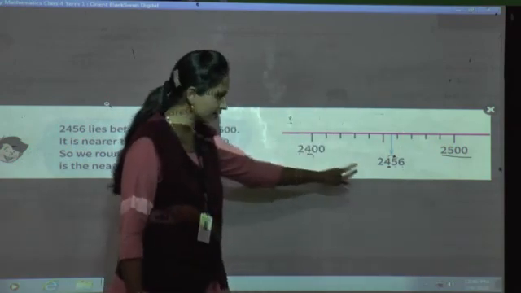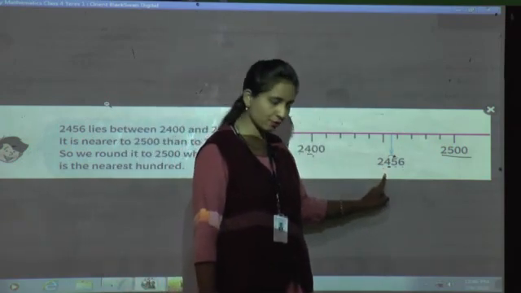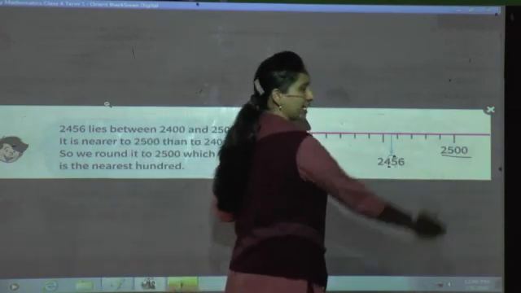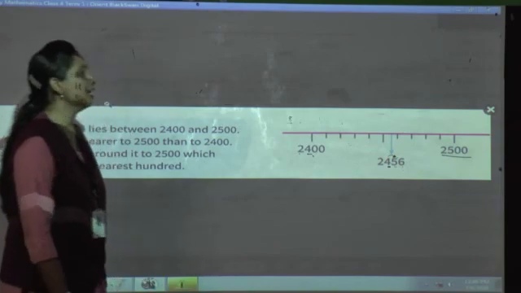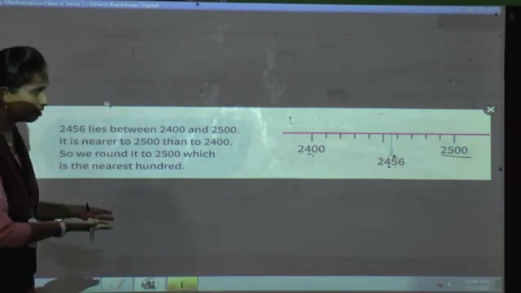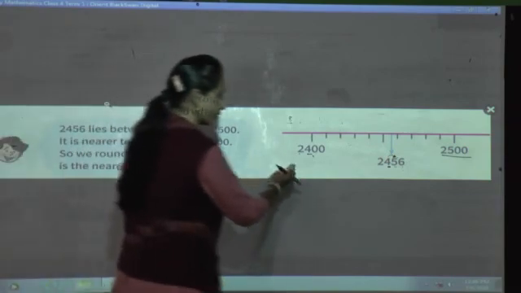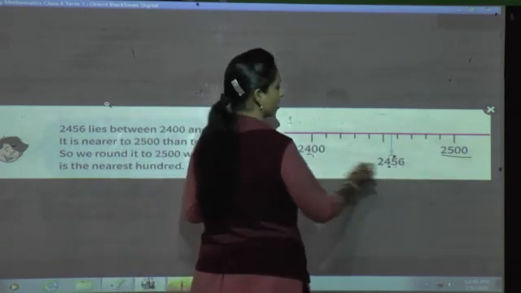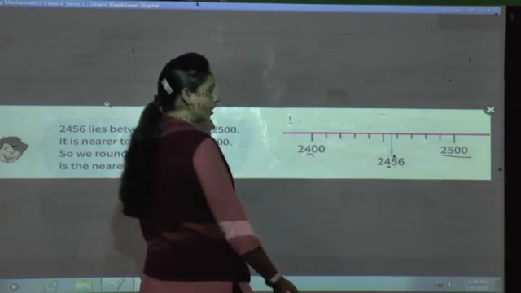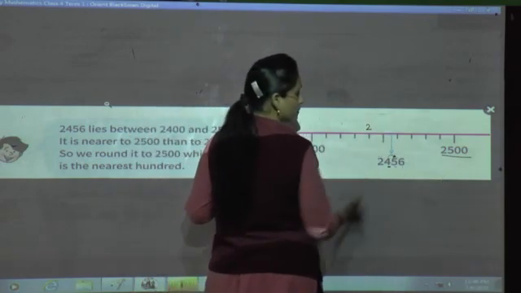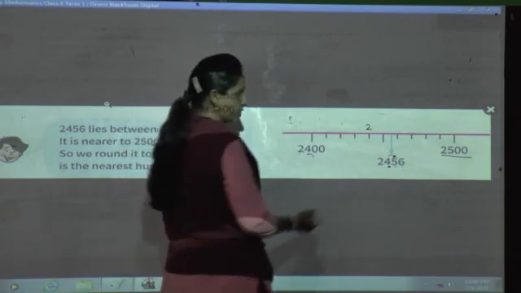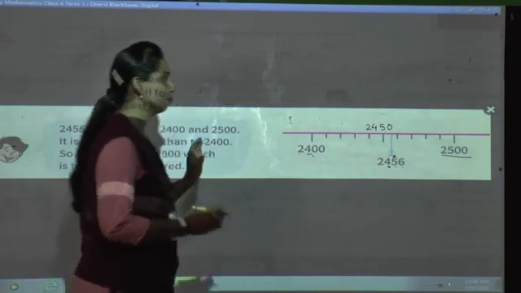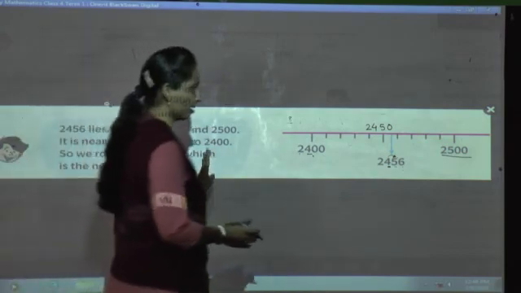So this number 2456 lies between 2400 and 2500. Now we have to find out whether this number is nearest to this or this. What will come in between 2400 and 2500? Between comes 2450. Yes students, this is the between number, the midway number.